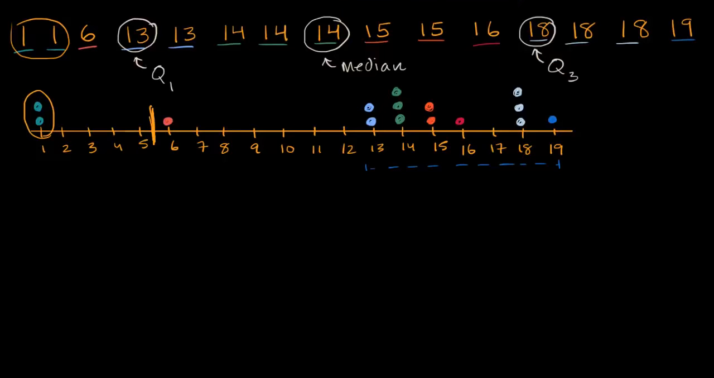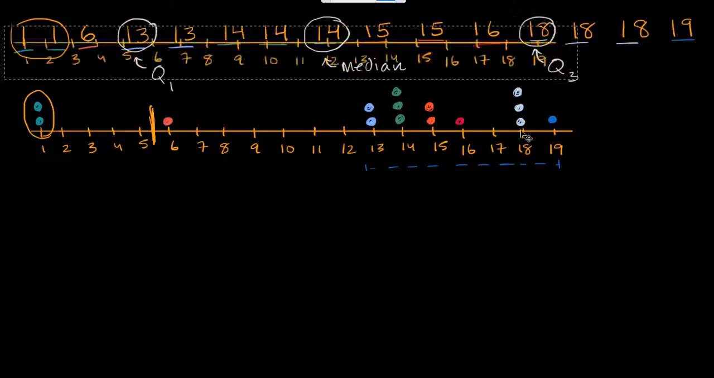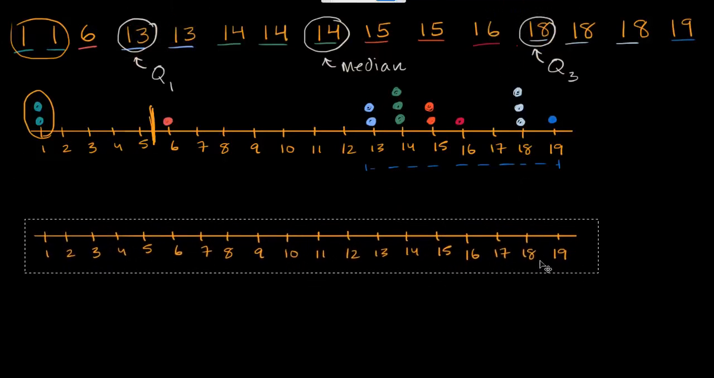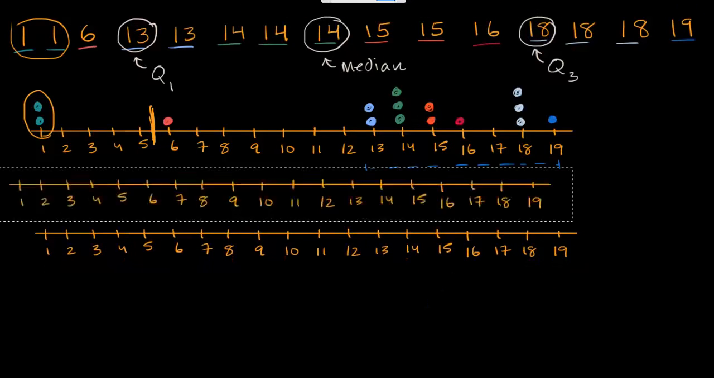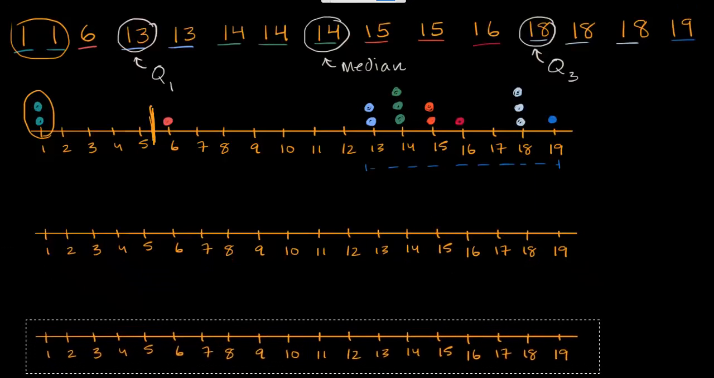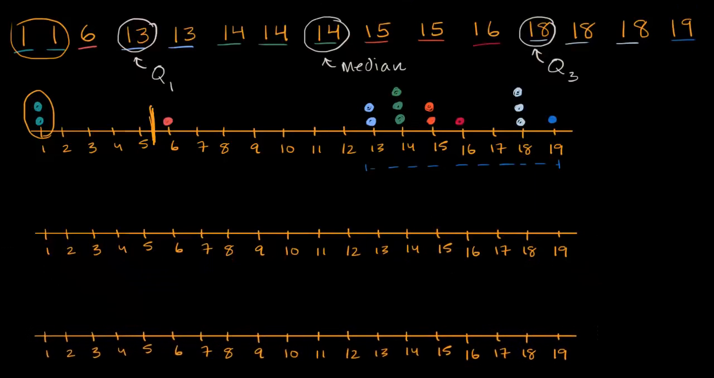So I'll put another, actually let me do two here. That's one. And then let me put another one down there. And this is another. Now if we were to just draw a classic box and whiskers plot here, we would say, all right, our median's at 14, and actually I'll do it both ways. Our median's at 14, Q1's at 13, Q3 is at 18, so that's the box part.